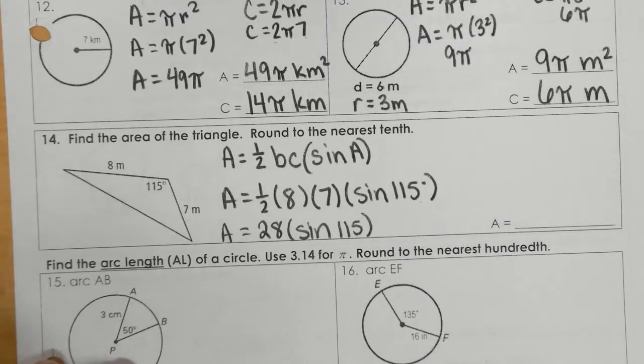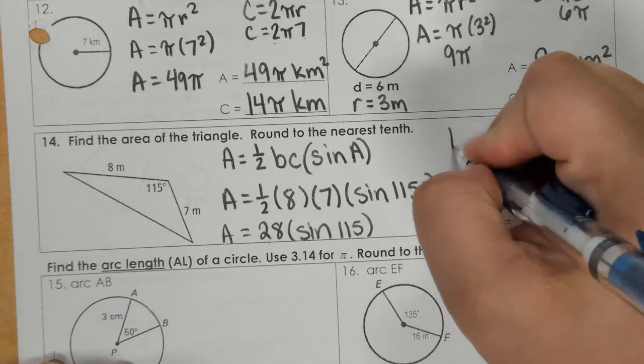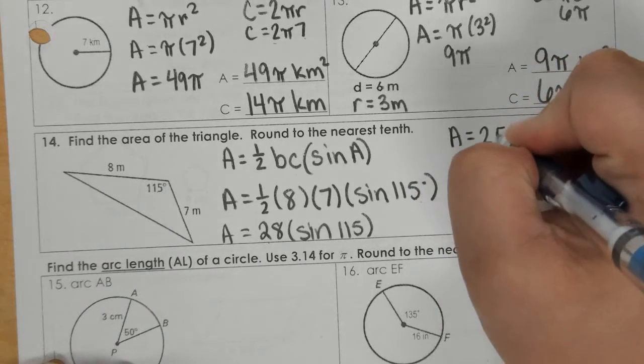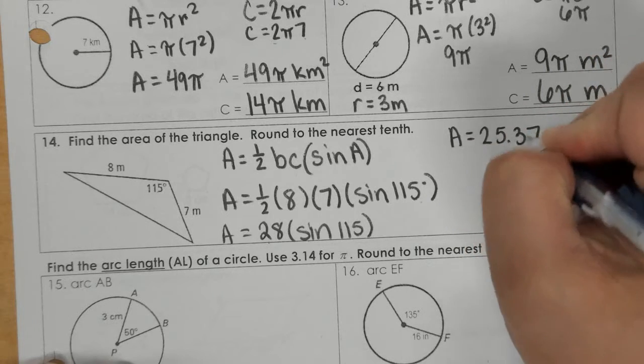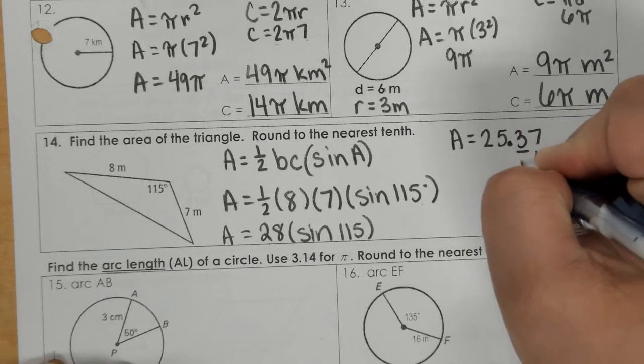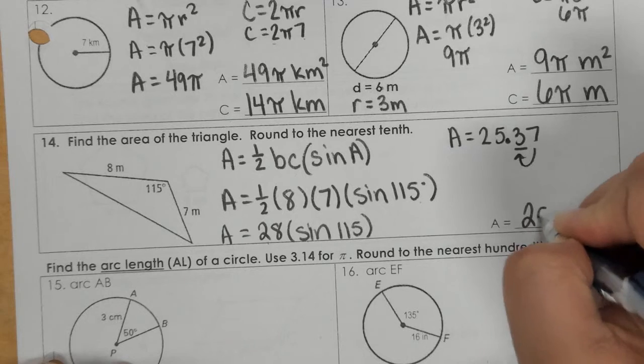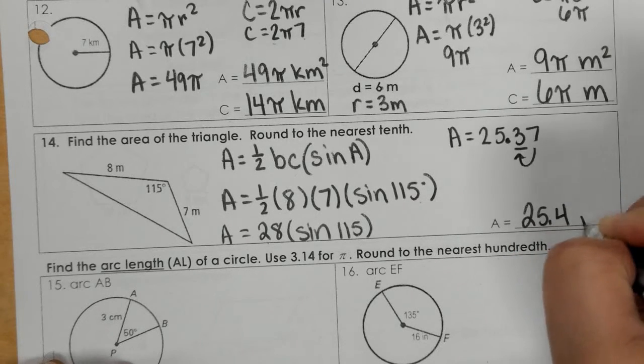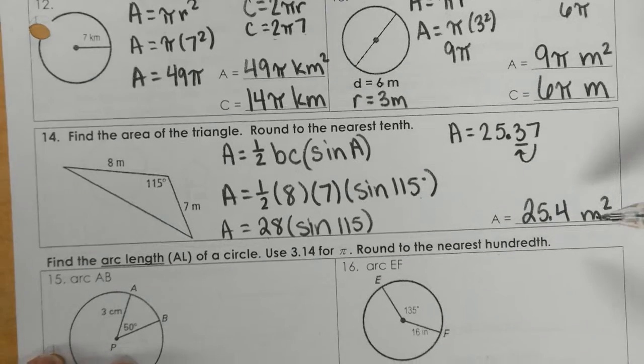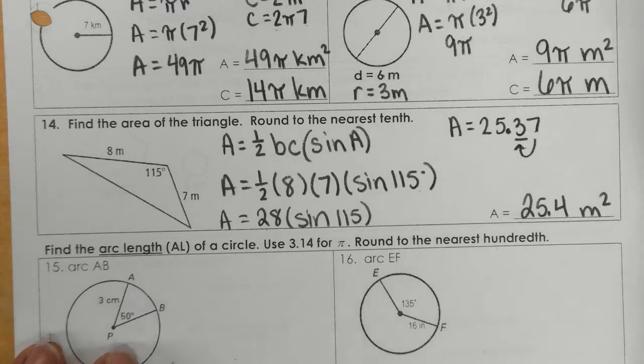Now, it says in the directions to round to the nearest tenth. So I take that 28 and then I multiply sine of 115. And I make sure that my calculator is in degree mode. And I get that the area is 25.37. Well, the 7 makes the 3 round up to 0.4. So this is 25.4 meters squared.